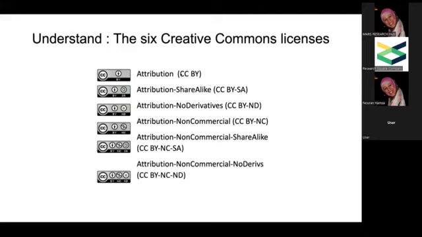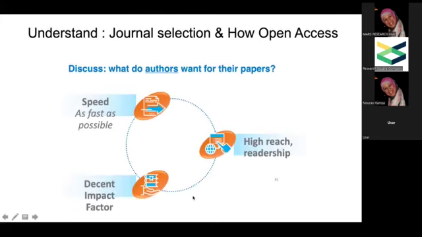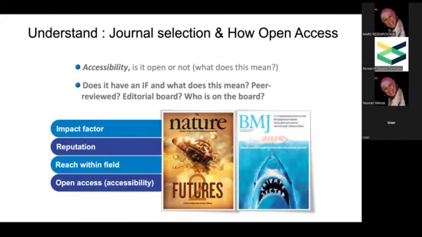Again, if you'd like more information about what these different kinds of attributions actually mean, I'd be very happy to talk with any of you one-on-one, talk about where you could go with your next article, talk about what open research means for you. But of course, as we've seen before, authors want speed. They want high reach and readership, and they also want a decent impact factor. Not always possible with open access journals, but you should be looking at the journals that you are selecting for your research. Does the journal have an impact factor, and what does that mean?